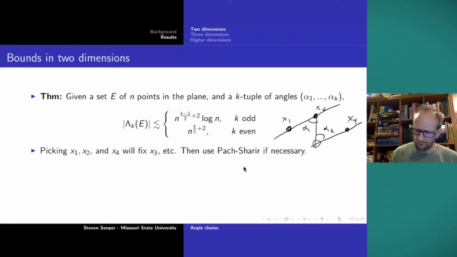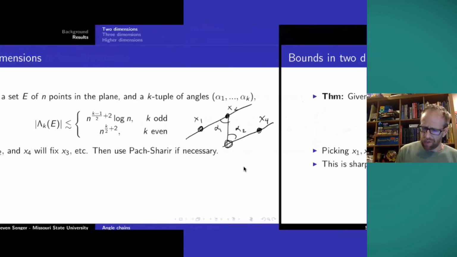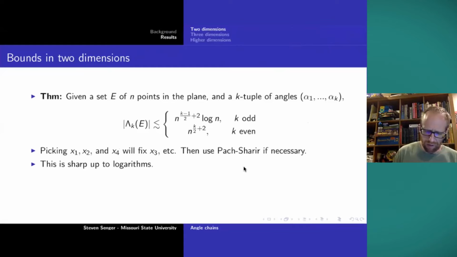If I was looking at 4 chains, I've got x1, x2, x3, x4 chosen here. Then I can choose x5, and since x3 has been fixed for us and x4 has been chosen for us, if I choose x6, that'll fix x5, etc. So it's a fairly straightforward bootstrapping. And if k is odd, then we'll use a Pach Sharir somewhere in there. So fairly straightforward. Not exactly rocket science. This is sharp up to logs, basically sharp up to this log.